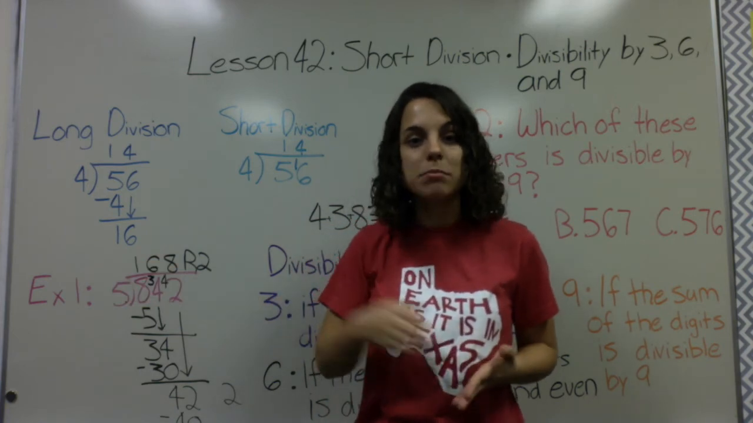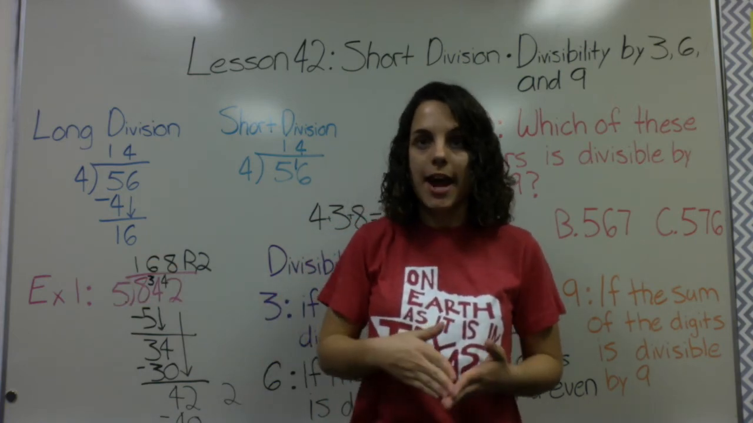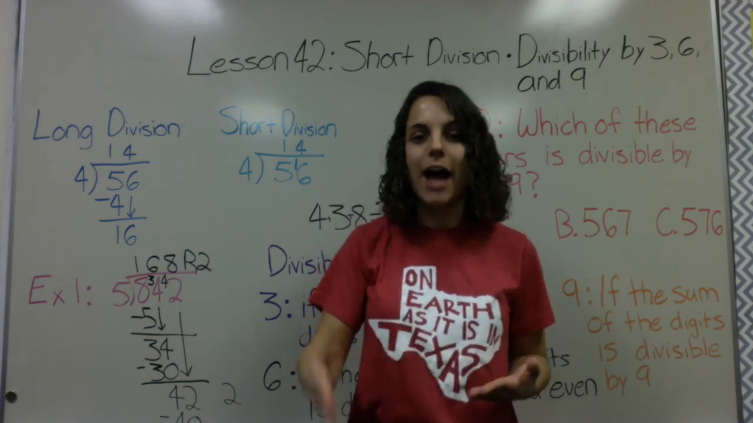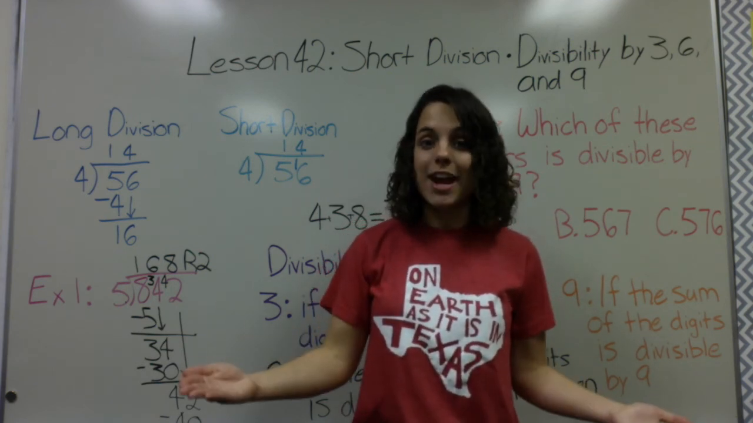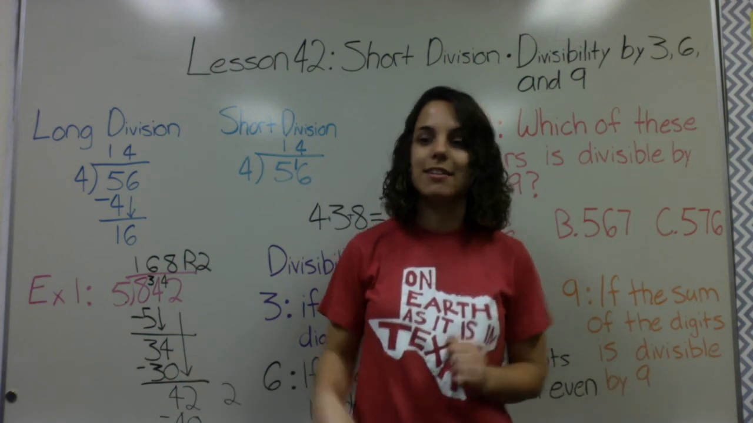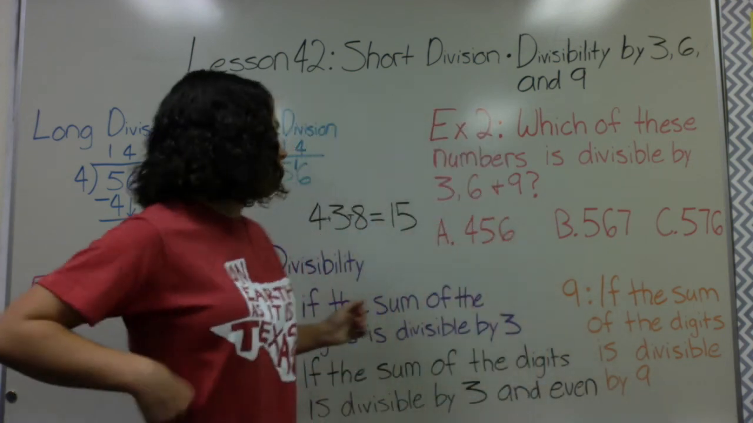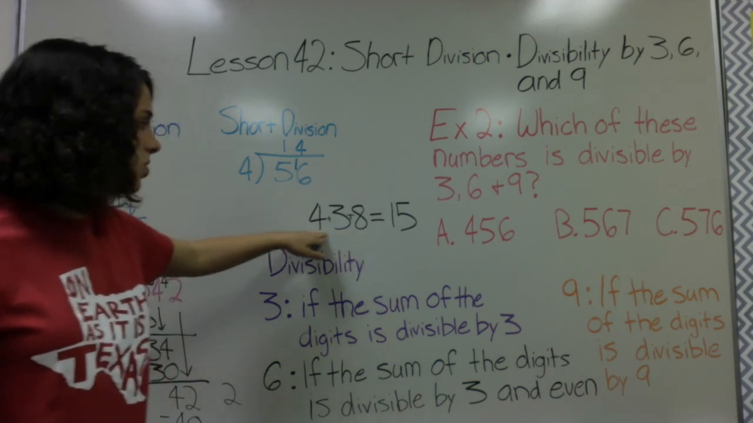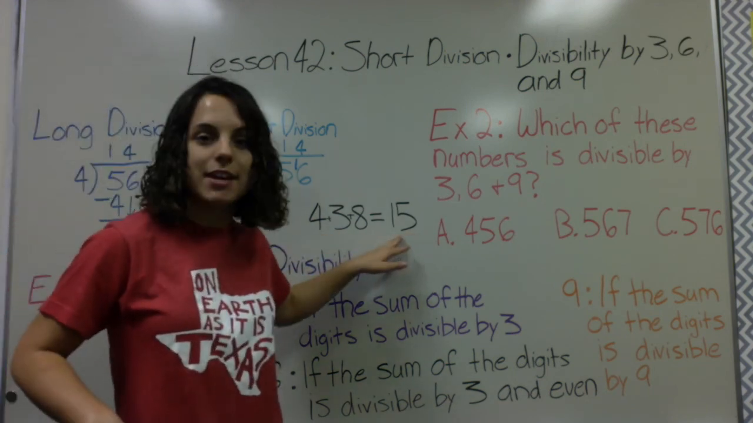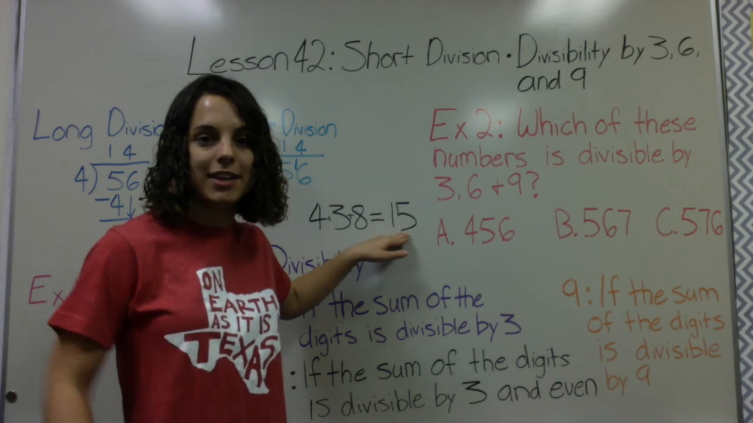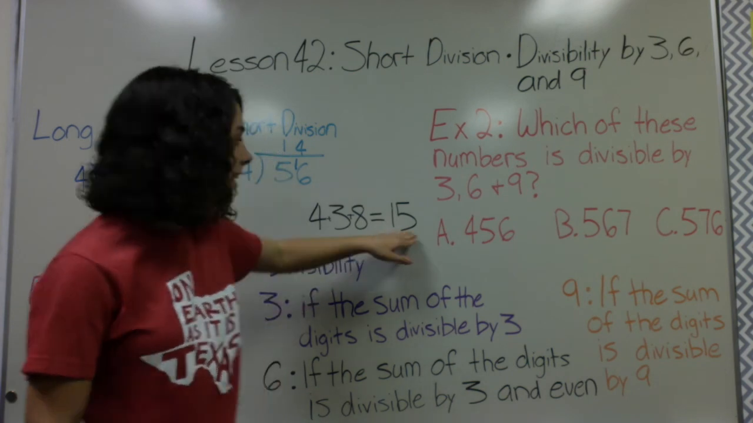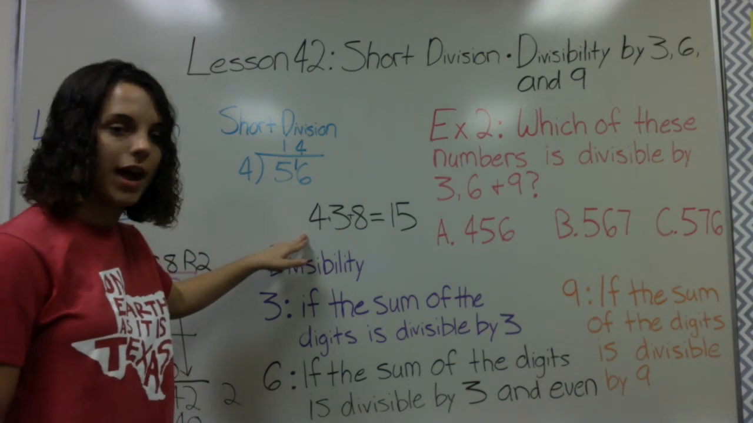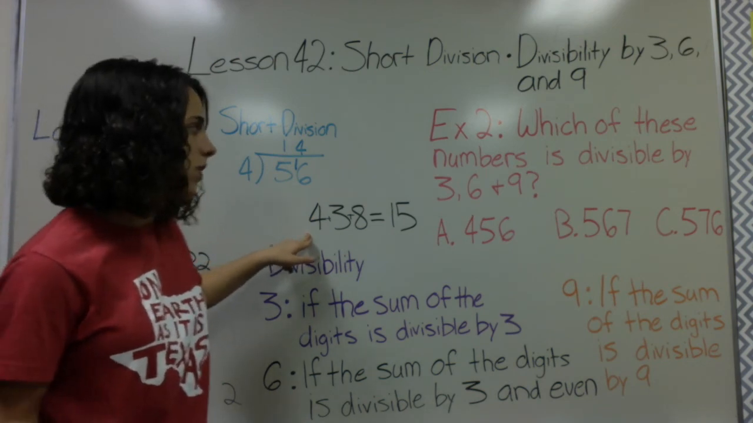If I have 9 times 12, that's 108. 8 plus 1 is 9, and 9 is divided by 9 evenly. Therefore, 108 is divisible by 9. Another example, if we were to look at 438 like we used before, the sum is 15. Can 15 be divided by 9 evenly? The answer would be no, it can't. So therefore, this cannot be divided by 9 evenly. We already know that. We would have a remainder left over.